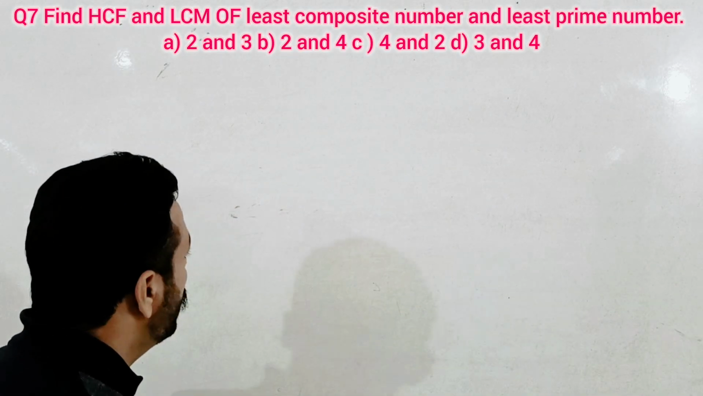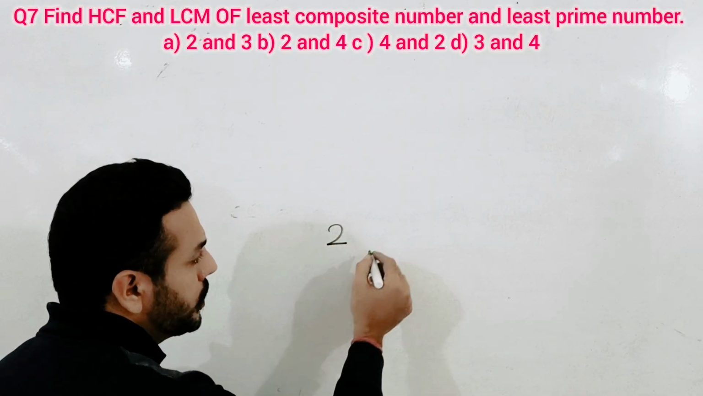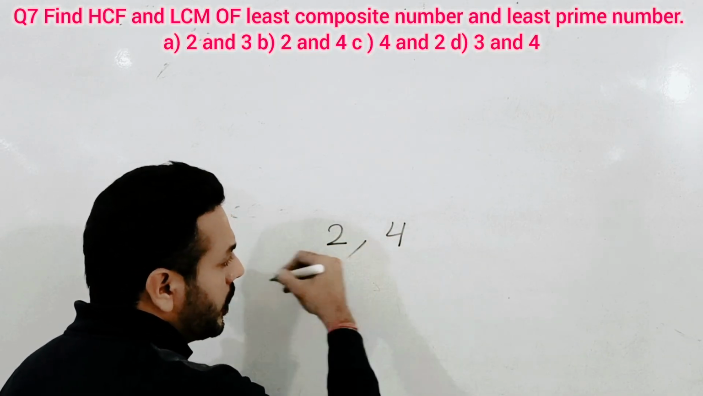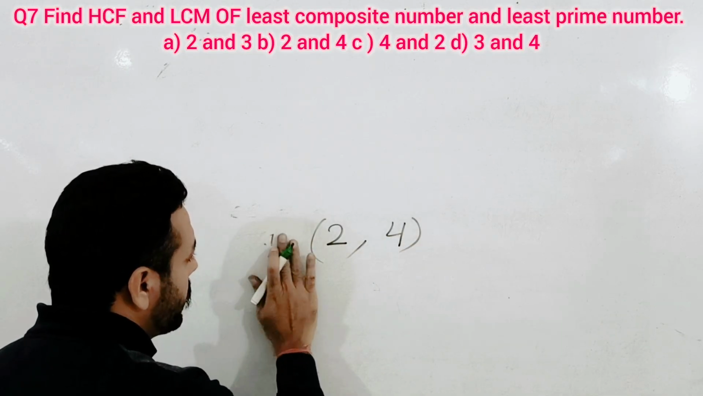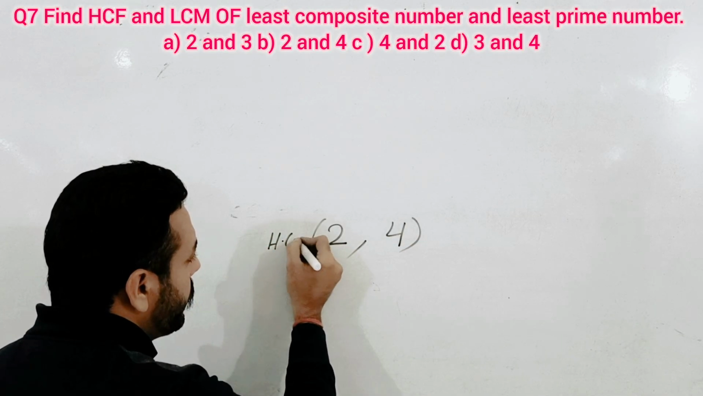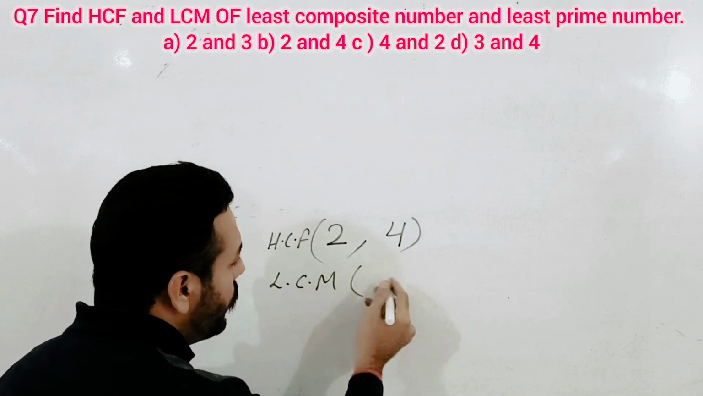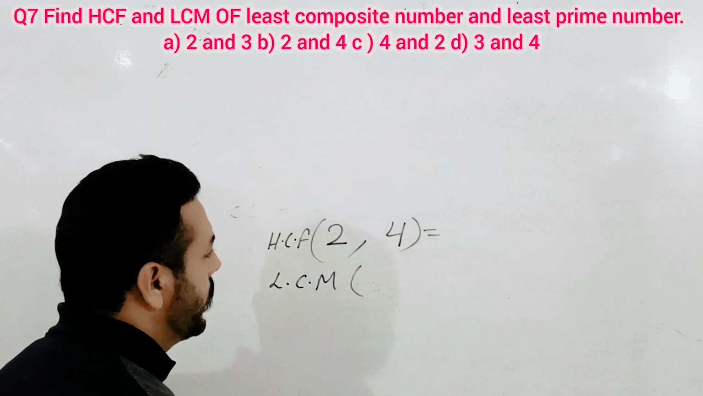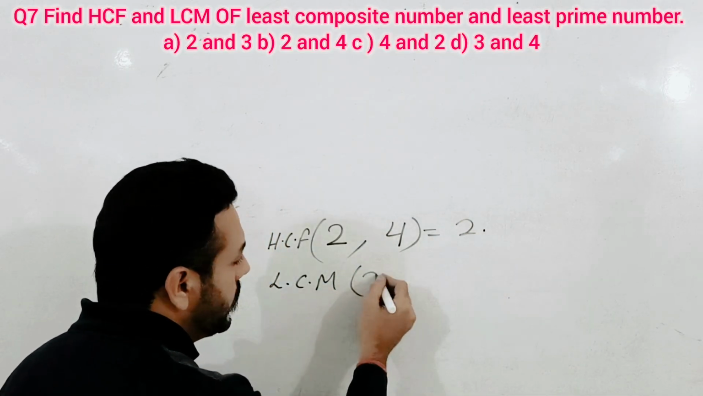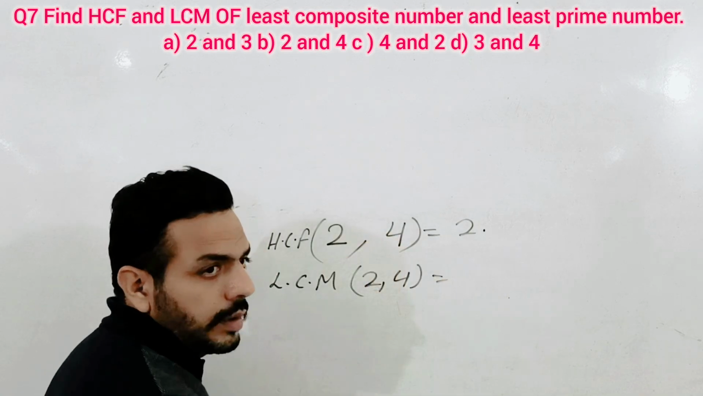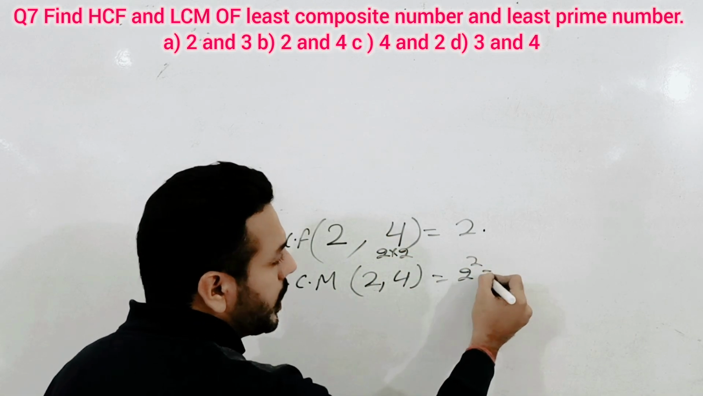That is, here we know least prime number is 2, right? And the least composite number is 4. Here we find HCF of this, and then again find LCM. Now we know that HCF is common. That is in these two, common factor is 2, and for LCM, here we write 4 as 2 into 2. So LCM is 2 raised to power 2, that is 4.